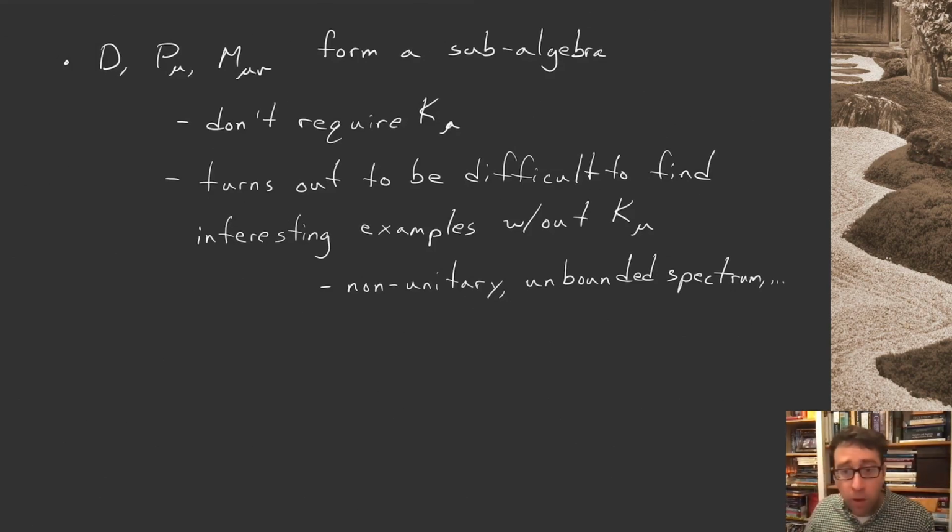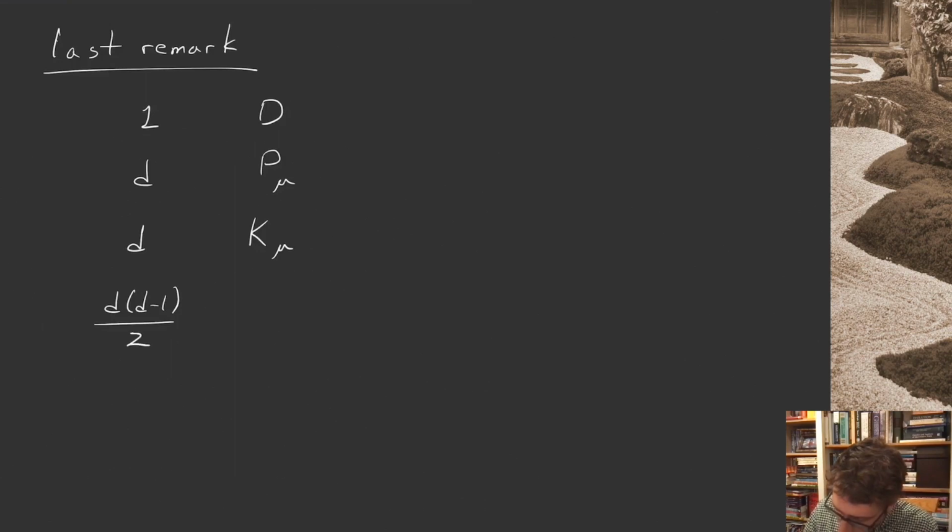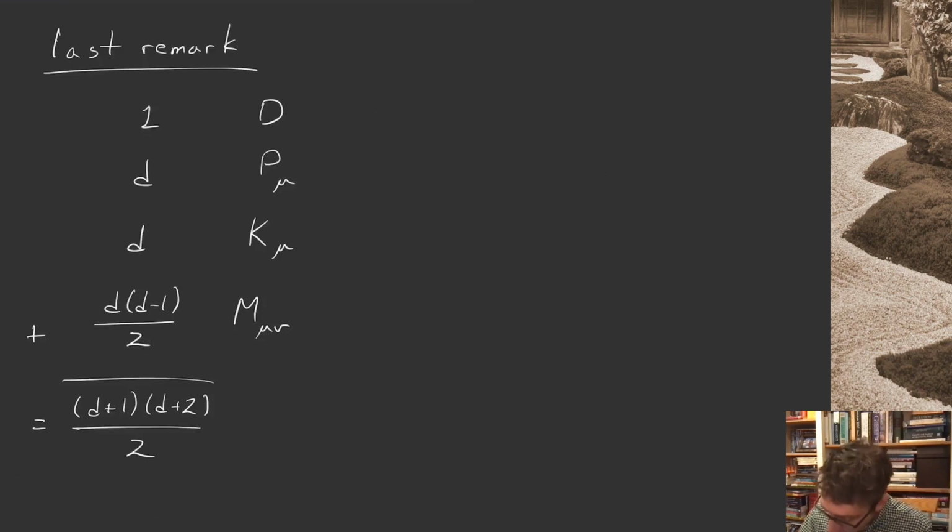Okay. I want to make one last remark before ending here. Let's count the number of generators. Let's see how big the conformal symmetry group is. We have one scale transformation or dilatation. We have D translations, one for each direction. We have D special conformal transformations, again one for each direction. And we have D times (D minus 1) over 2 elements of Poincaré. If we add all those up, at the end of the day we have (D plus 1) times (D plus 2) over 2 generators. And so the number of generators is the same as the group SO(D plus 2).